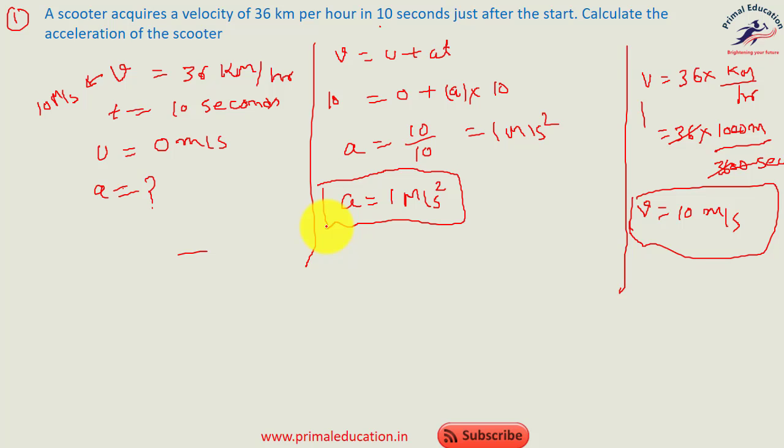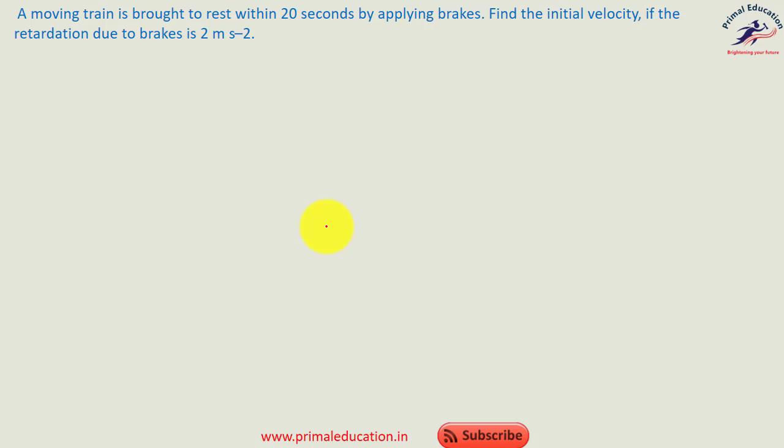So let's discuss the second question. What is the second question? A moving train is brought to rest within 20 seconds by applying the brakes. Find the initial velocity if the retardation due to brakes is 2 meters per second square. See, what we have been given: a train is brought to rest, meaning its final velocity is 0, within 20 seconds, meaning time is given as 20 seconds, by applying brakes. We need to find the initial velocity u, with the retardation due to brakes being 2 meters per second square.